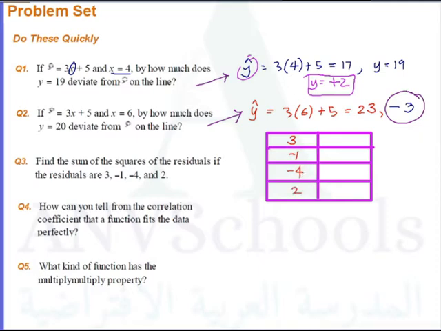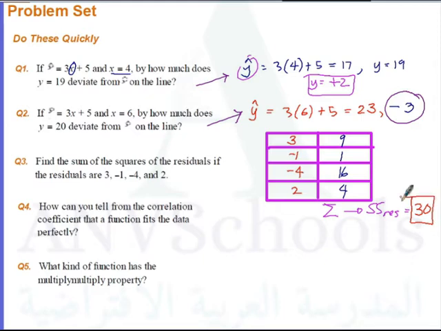And the squares of these residuals are 9, 1, 16, and 4. And taking the summation of these squared residuals, S is res, is just equal to, what is the answer here? 9 plus 1 is 10 plus 20, so this is 30. Okay, the answer is 30.